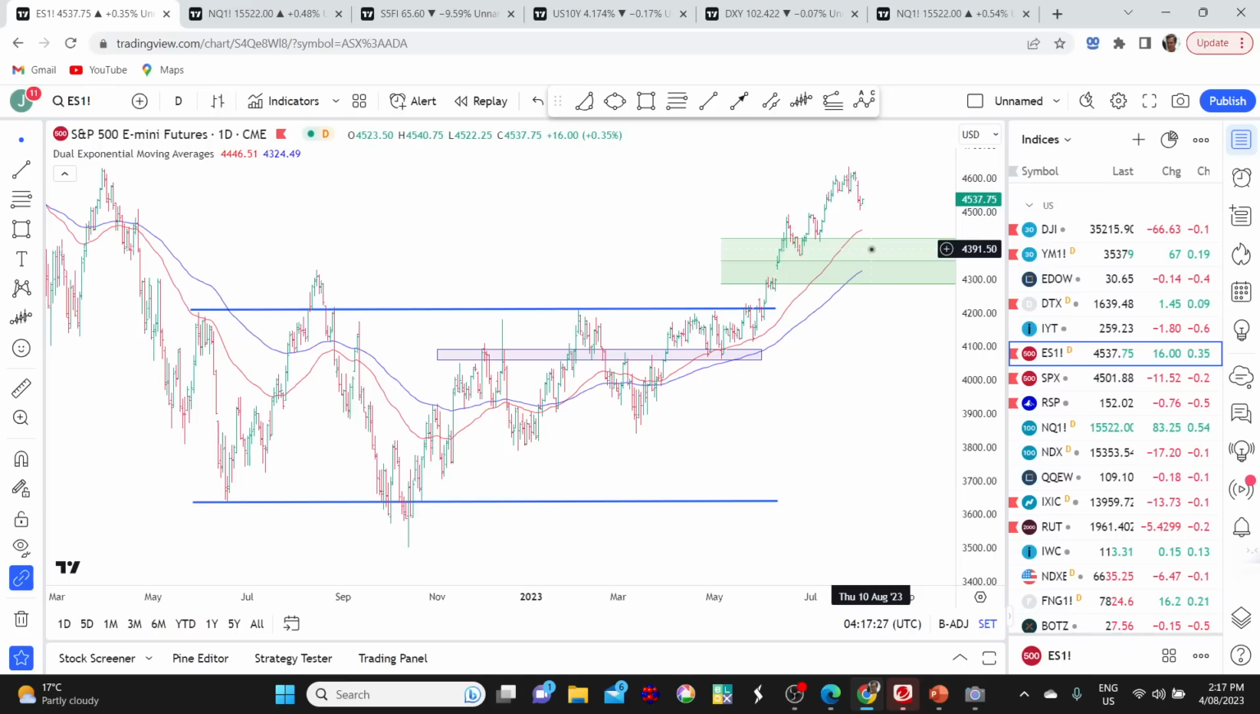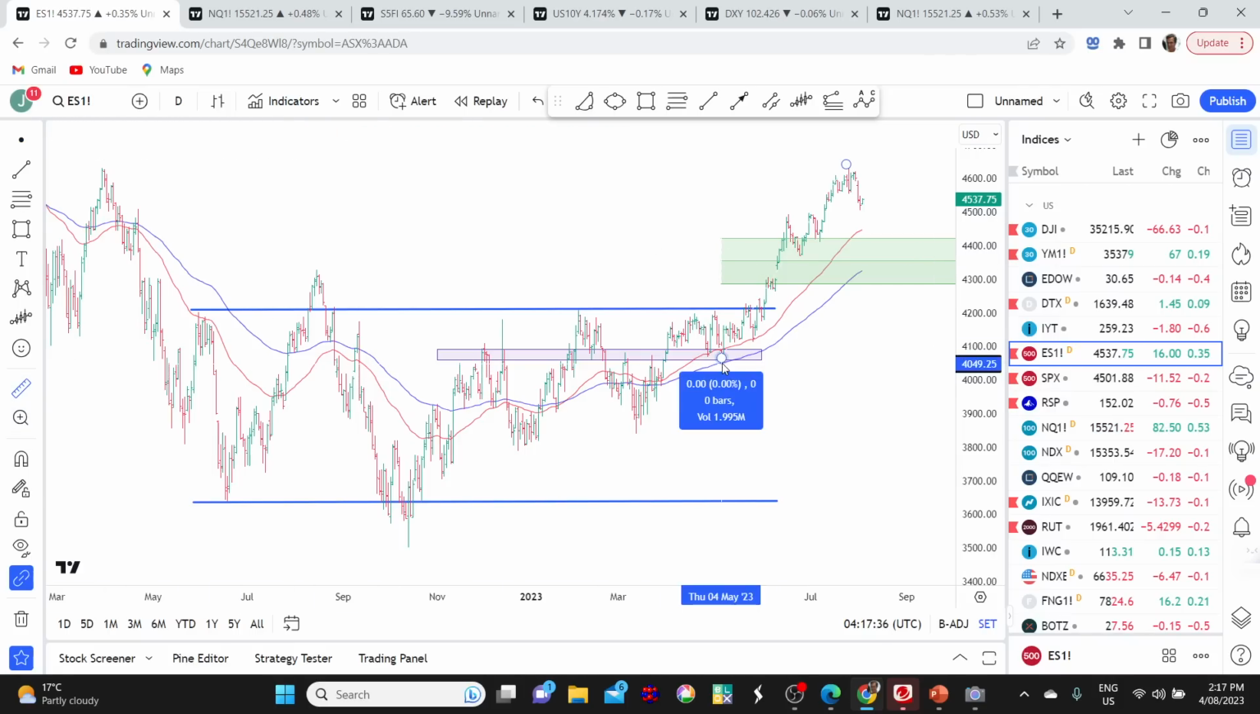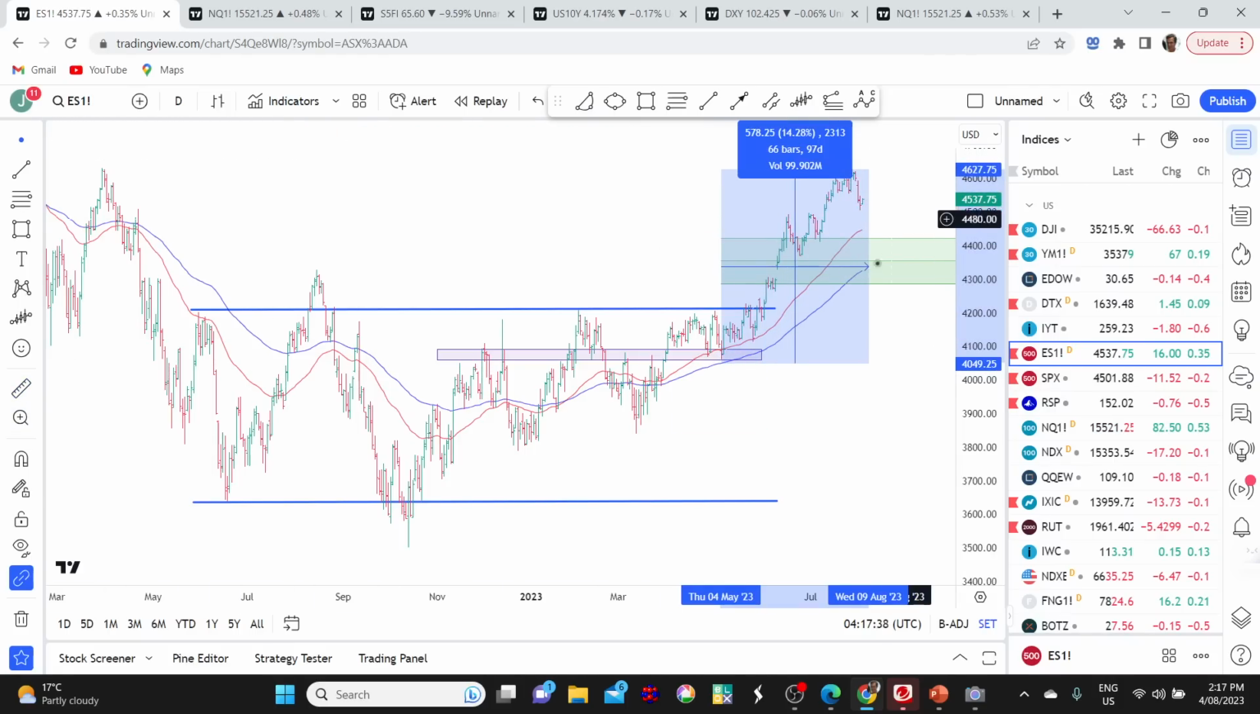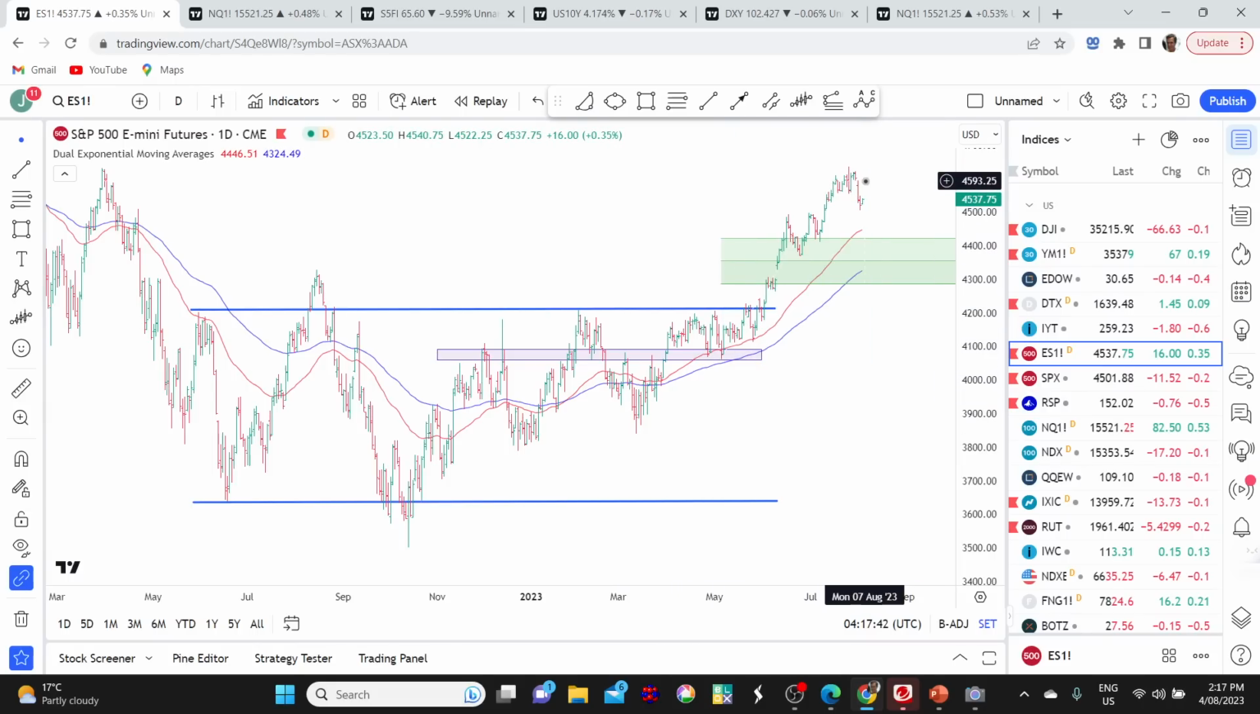I think the thing we've got to remember is that since May, this market's put on 14%. So that's a sizable rally without any substantial pullbacks or consolidations. We really only had these 2%, 2.5% pullbacks along the way. So the thing with every rally is that every rally needs to be checked by a period of consolidation.